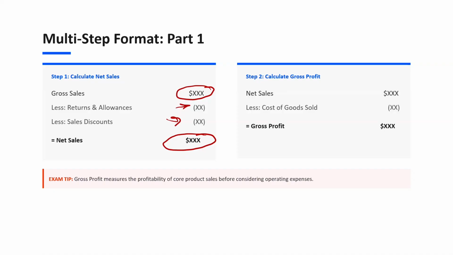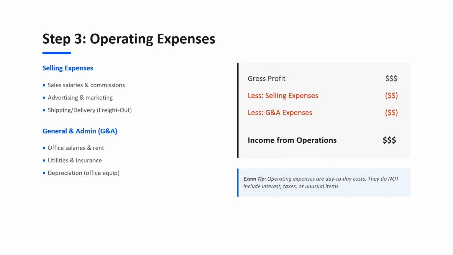So from the net sales, we subtract cost of goods sold, which is the direct cost of the products or services sold. The result is gross profit, a critical subtotal that tells us how profitable a company's core product sales are before considering any other expenses. Gross profit is an indicator of the company's pricing strategy and product efficiency. Okay, so we calculated the gross profit.